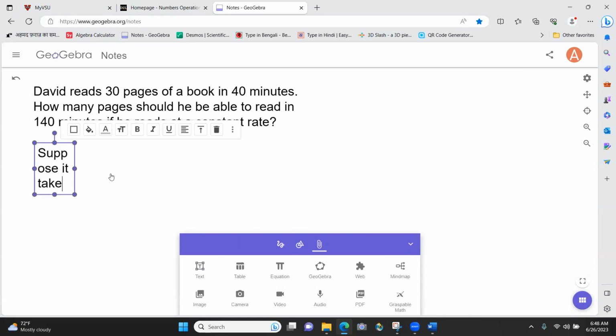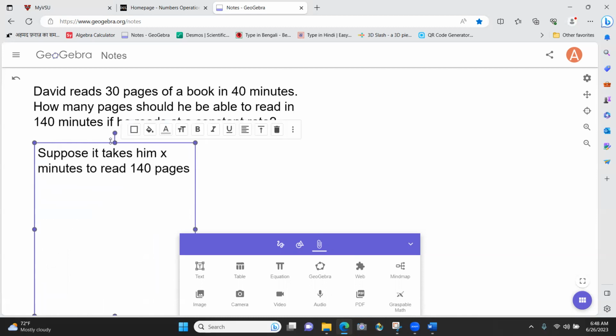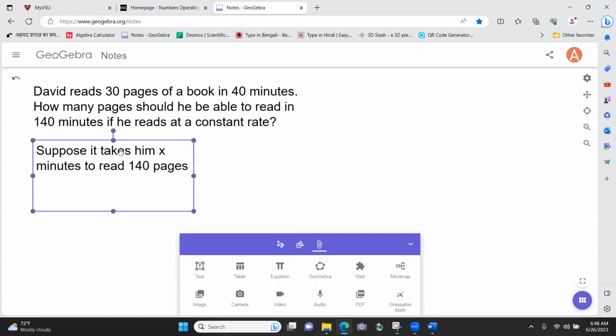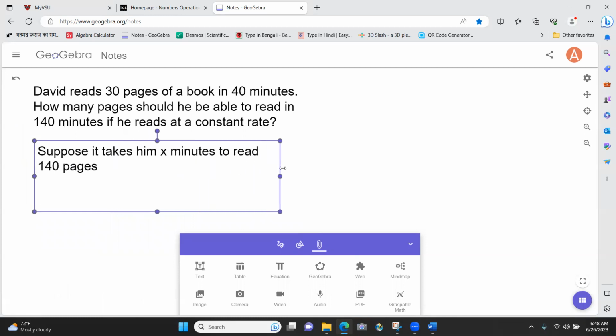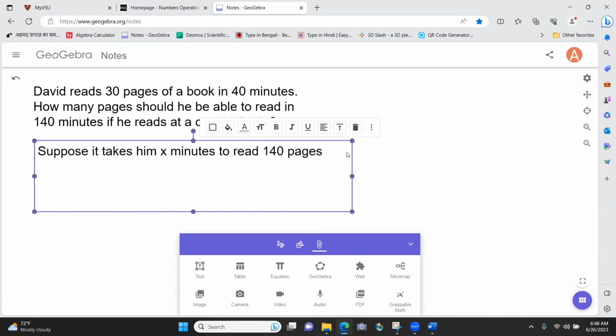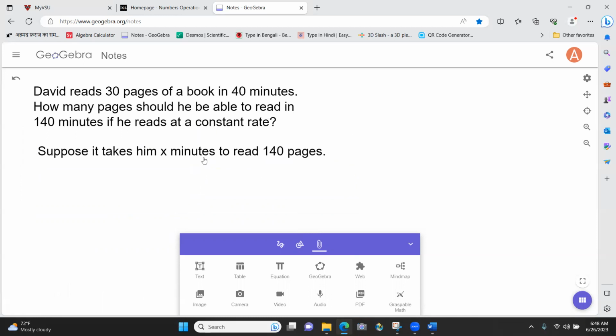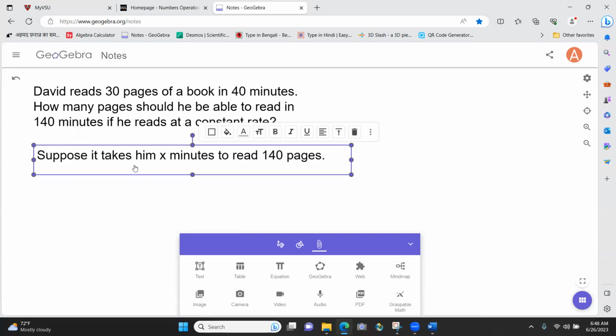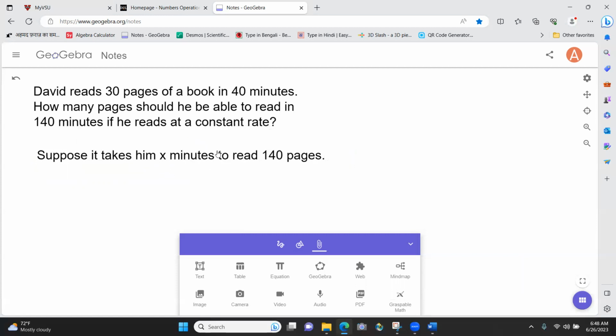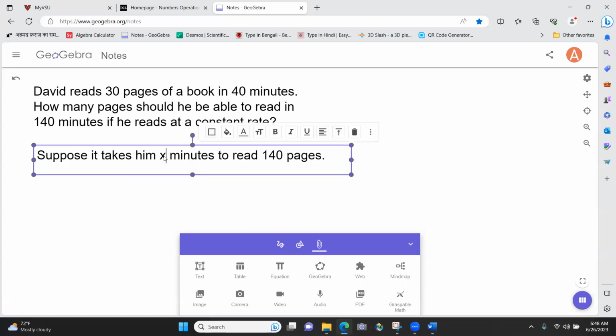Suppose it takes him X minutes to read 140 pages. I know you'll be taking the exam online, right? But when you teach, you want to make sure your students define their variable very clearly. X is what? Sorry, I made a tiny mistake. X is the number of pages.